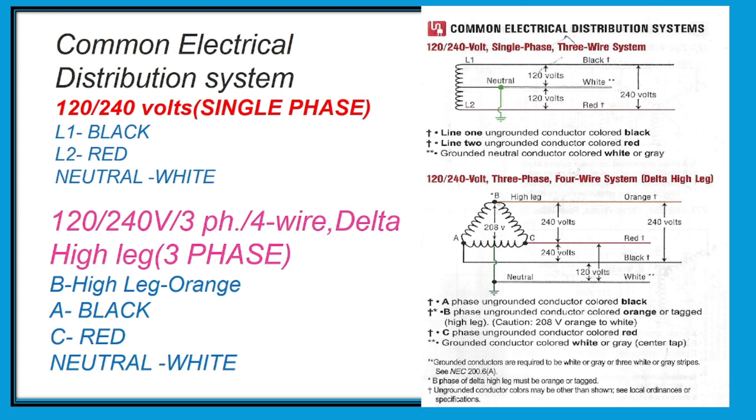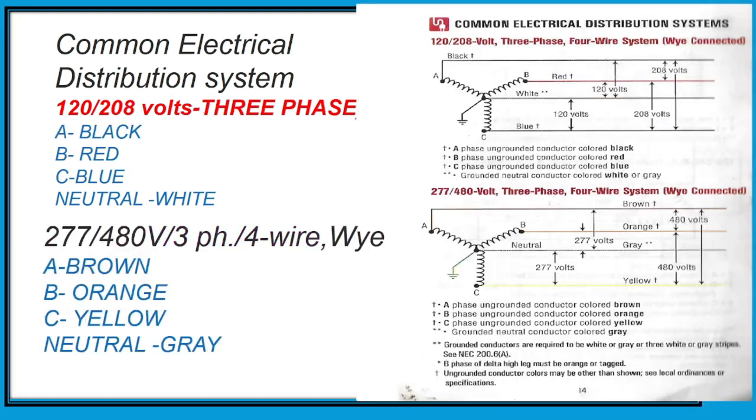Please see the reference fixtures at the side. And we have also 120/240 volts 3-phase 4-wire system, delta high leg. The next one is a 120/208 volts 3-phase 4-wire system, wye connected. The line 1 or A is black, line 2 is red, line 3 is blue, and neutral is white.